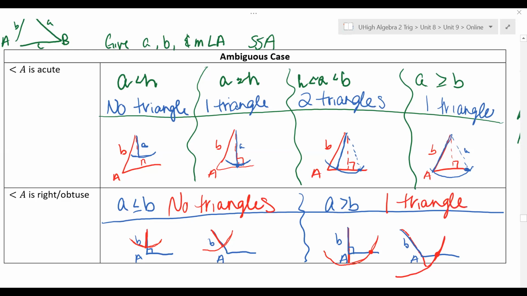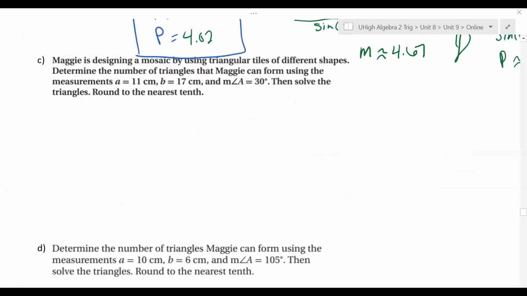So we're going to go up and do the word problems C and D, and look at what in the world all of this means and what happens when we have no triangles or more than one triangle that can be created. So let's take a look at C. Maggie is designing a mosaic by using triangular tiles of different shapes. Determine the number of triangles that Maggie can form using the measurements A equals 11 centimeters, B equals 17 centimeters, and the measure of angle A equals 30 degrees.